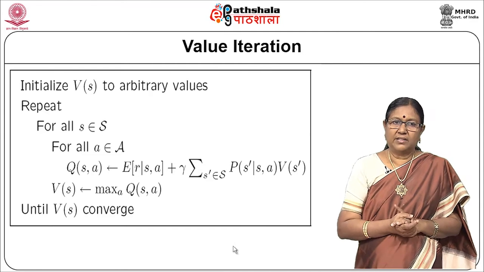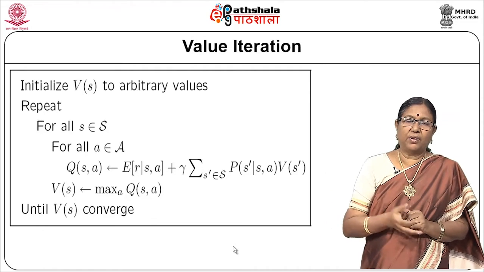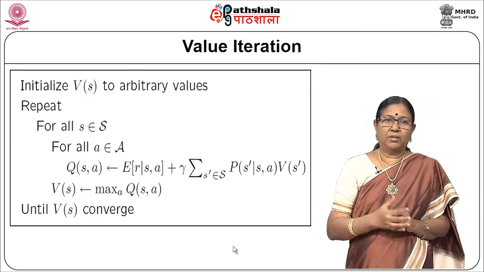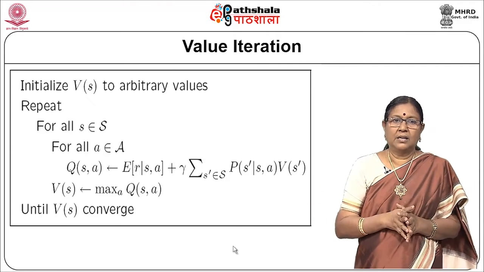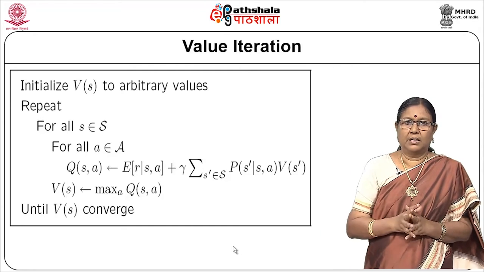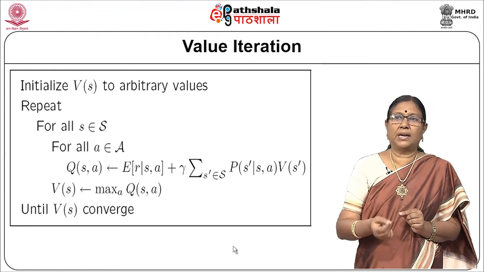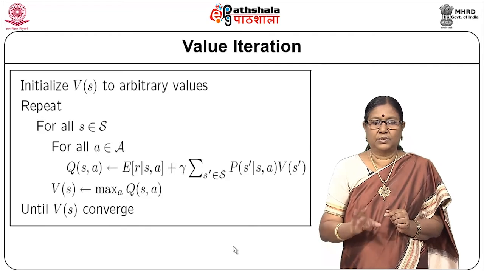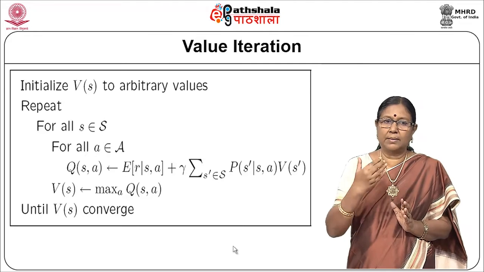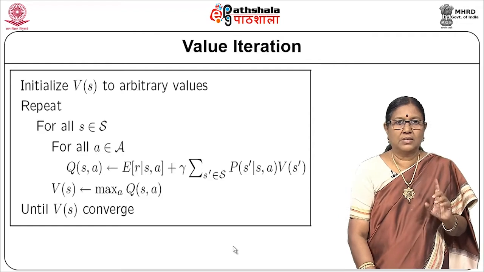Now, the value iteration. Initially you set the value of all the states to arbitrary values, and then you repeat for all s belonging to the state set and all the actions belonging to the action set A. You try to find Q(s,a), that is, from the state on action, the expected value of the reward given the state and the action plus the discounted value. Then you set V(s), the value of a state, to be the maximum you get on taking action a from that state s. That is the max of Q(s,a), and you keep doing this until V(s) converges. Initially you put arbitrary values, you keep setting the maximum value of V(s), and you keep doing this till V(s) converges. So, this is value iteration.